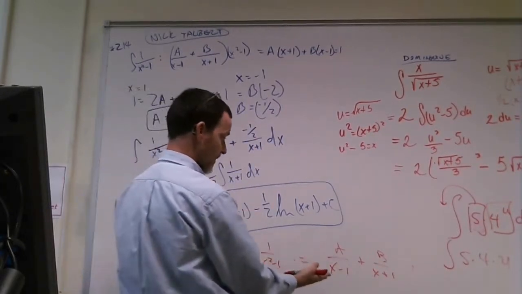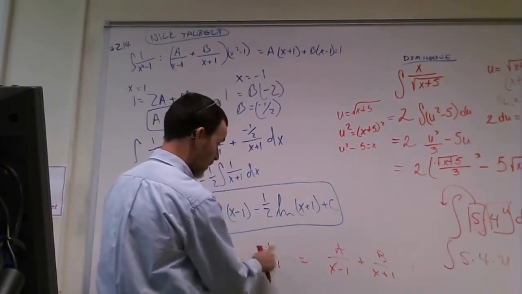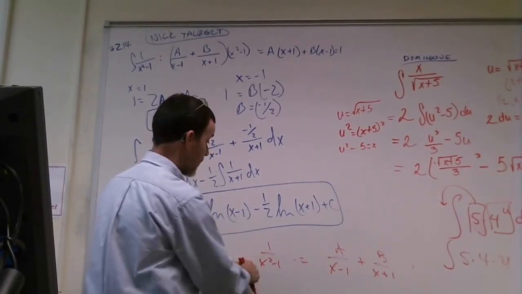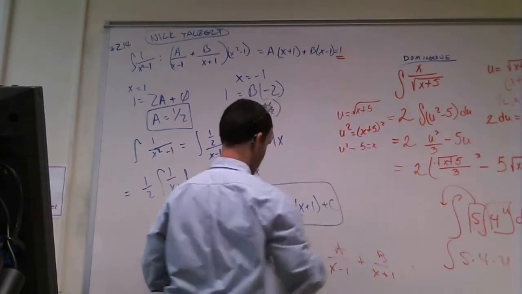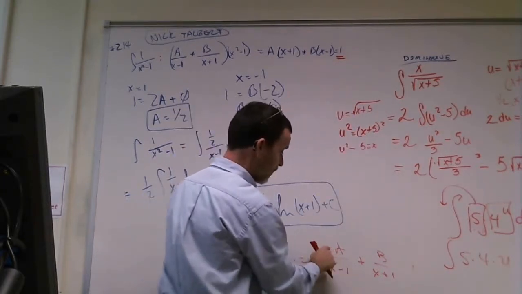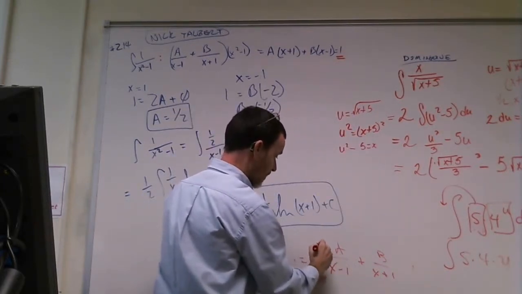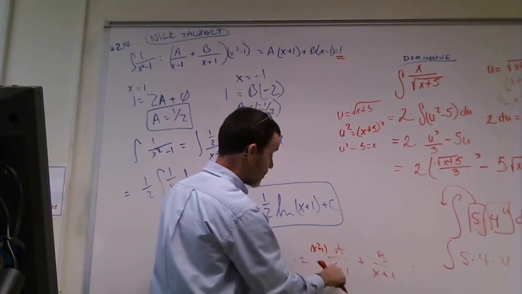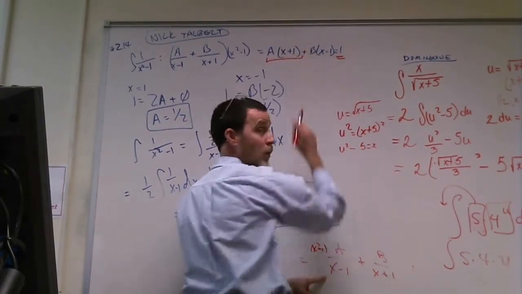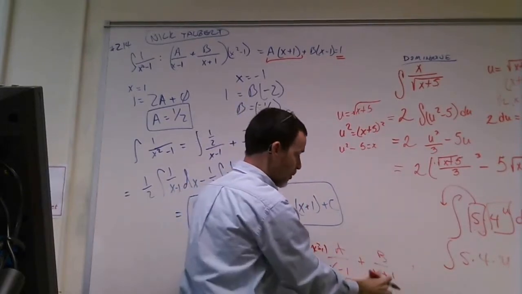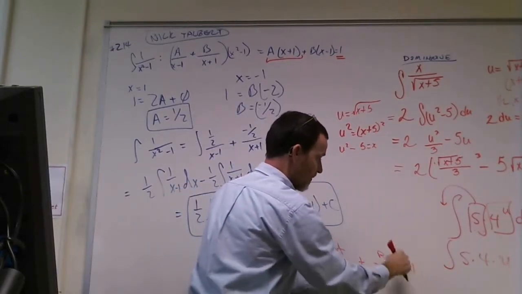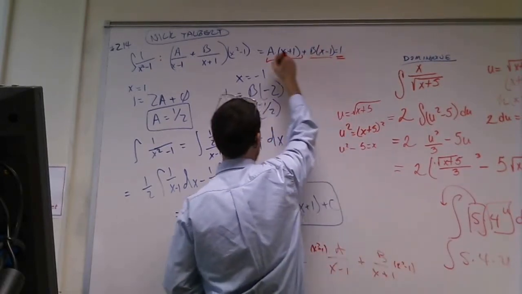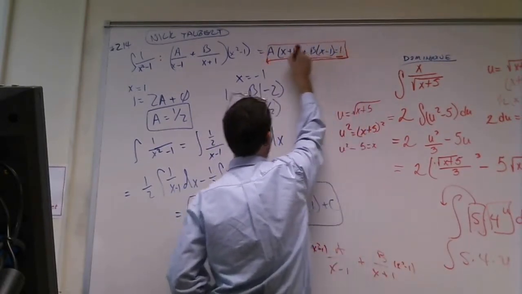Now, how do you solve this? Multiply, to get rid of the fractions, multiply both sides by x squared minus 1. What do you have on this side? You have 1. What do you have on this side? Well, if you multiply this by x squared minus 1, that's x minus 1 times x plus 1, so the x minus 1's cancel, and you have a times x plus 1. On this side, you multiply this by x squared minus 1, the x plus 1's cancel, so you have b times x minus 1. So this is where you are now.